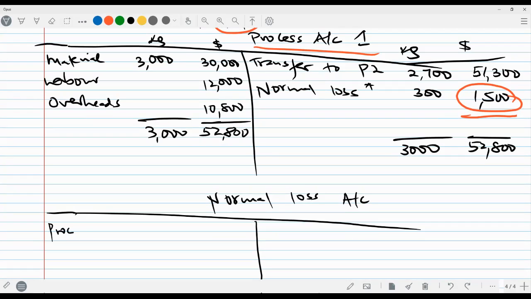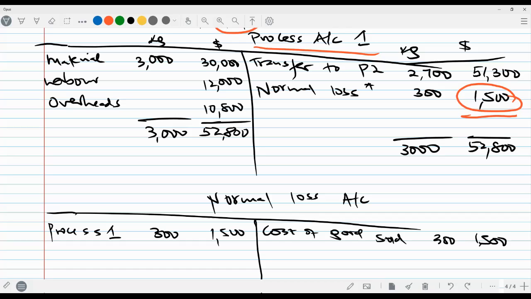Process one. How many kg? 300. And the cost was 1,500. Therefore, this goes to the cost of goods sold, up to the P&L, the profit and loss account. It is equal to 300 kg at a cost of 1,500 as a debit. Clear? Just simply as you prepare therefore the normal loss account.